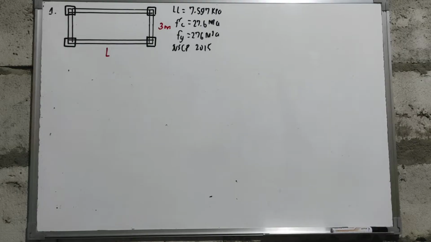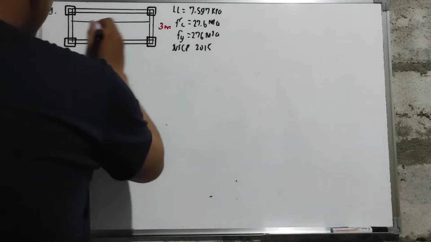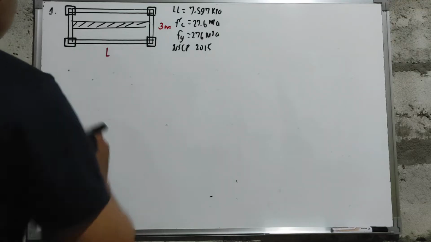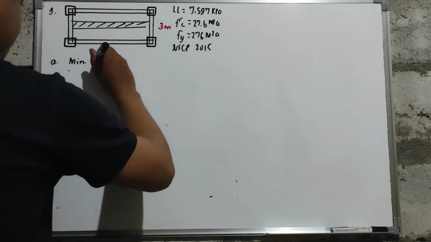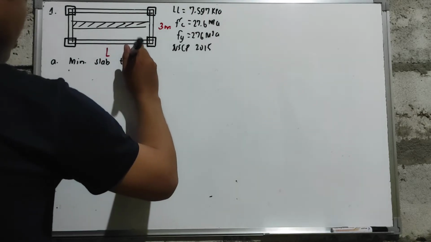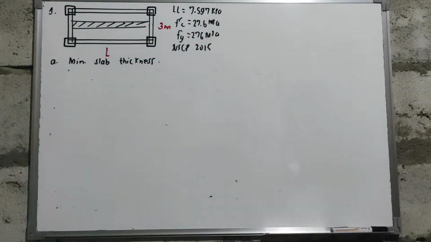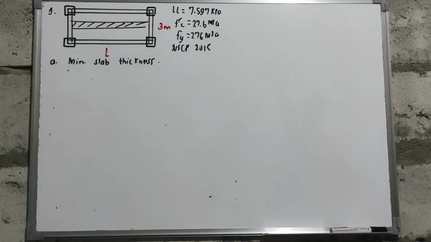So for this one, we're going to consider a 1 meter strip dito sa shorter span natin. So first, let's compute for your minimum slab thickness. So kung titingnan natin etong shorter span natin, it is only simply supported. Simply supported lang yung span natin. That's why yung gagamitin natin dito na formula for the thickness, that is L over 20.